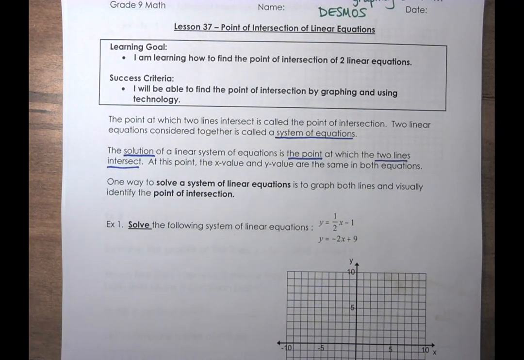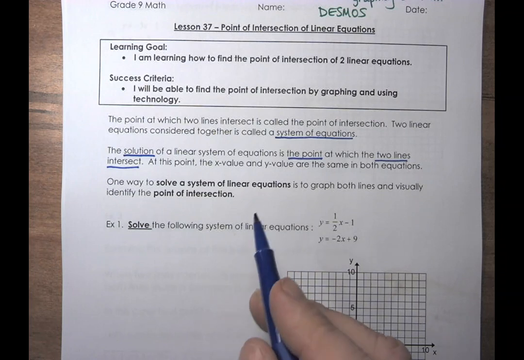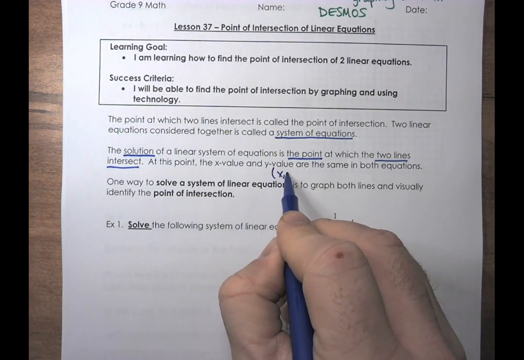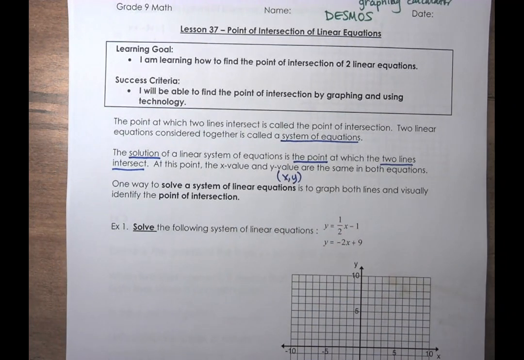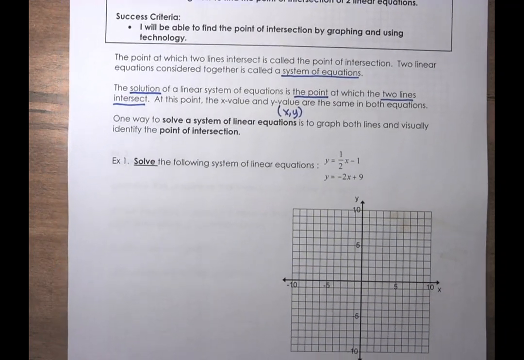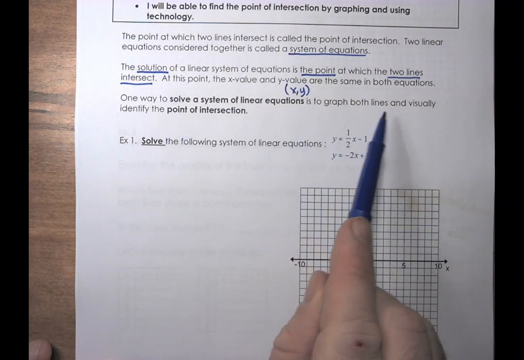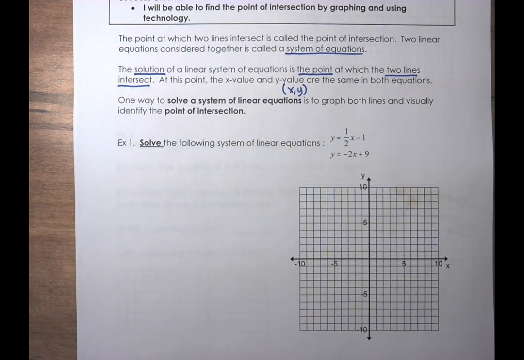So we're always looking at where two lines intersect. And it's the x and the y values that are the same in both equations. So they're going to have a common point, x and y. And we're going to see that on this graph. We're also going to see that on our technology that we're going to use. So one way is to graph both lines visually and identify the point of intersection.